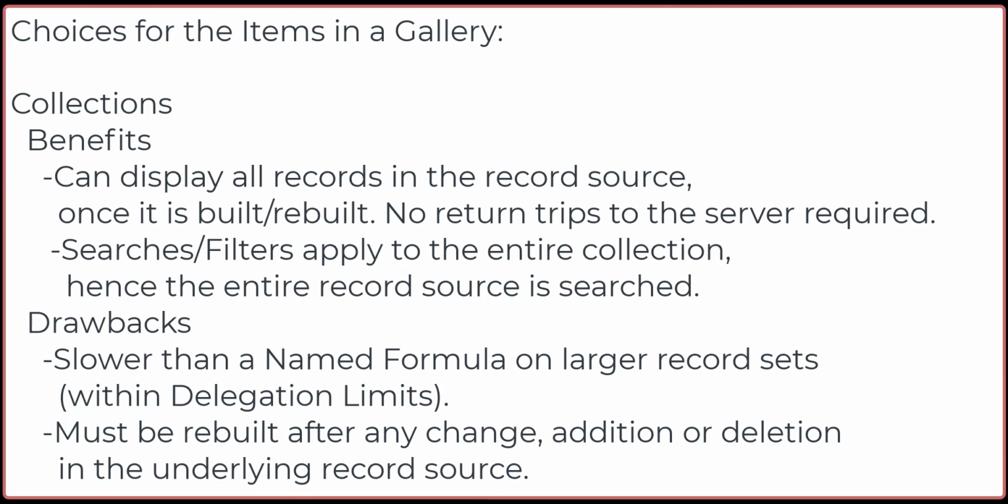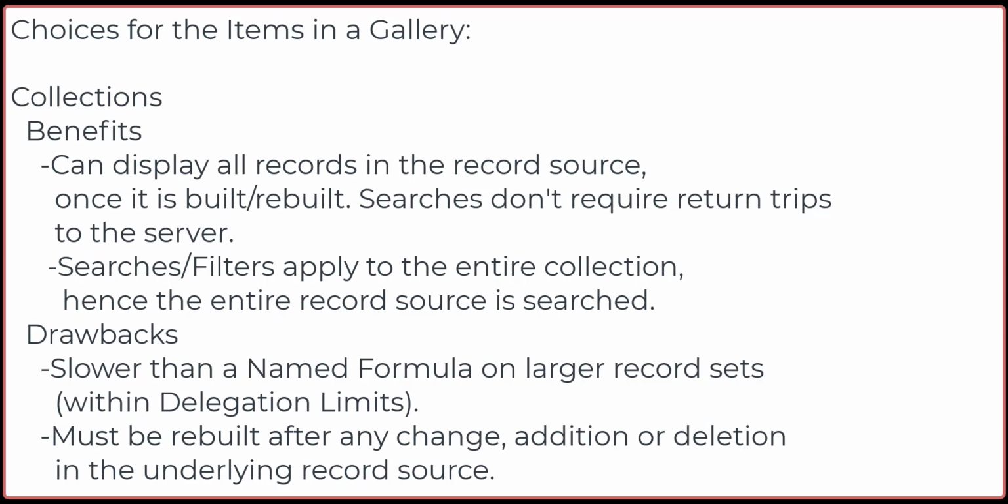I'm going to sum up my observations and conclusions about the demonstration we just had regarding collections, named formulas, and direct links to the underlying data source as the items in a gallery. I deliberately chose a very large record source, the employees table with 300,000 records. This large record source dramatically illustrated the difference between the three approaches: collections, named formulas, and the direct table itself. On a smaller record source, we would have seen those differences, but they would not have been as apparent.